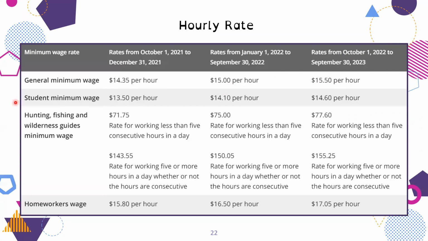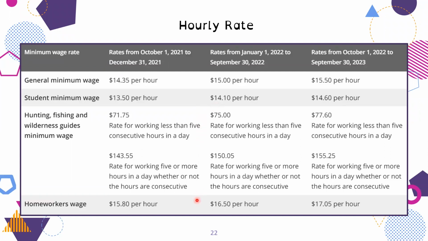Student minimum wage. If you are under 18 and you are a student, then you don't make as much money because your focus should be on school in theory, so that you are learning and growing your brain. Right now, student minimum wage is $14.10 per hour. So if we're talking about student minimum wage, that's the number that we are going to use. It's going to go up to $14.60 at the beginning of October, but right now we use $14.10. That's what we use if we talk about that.